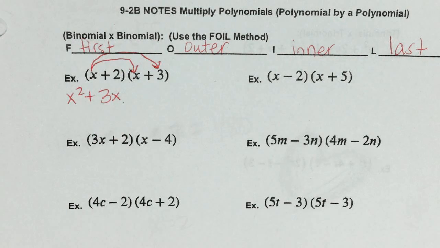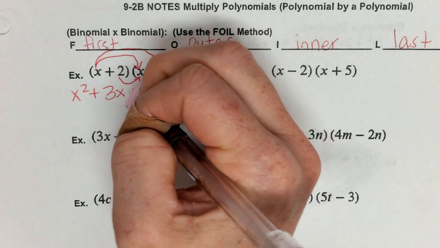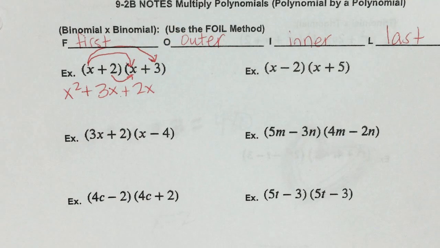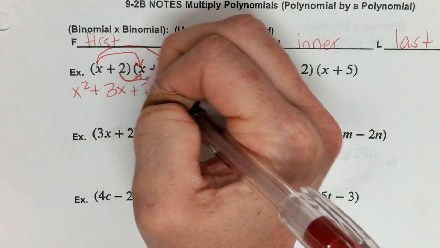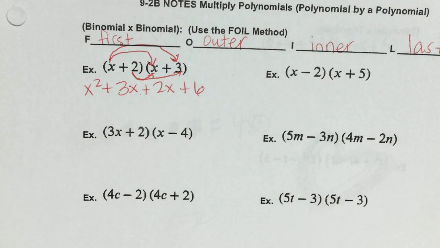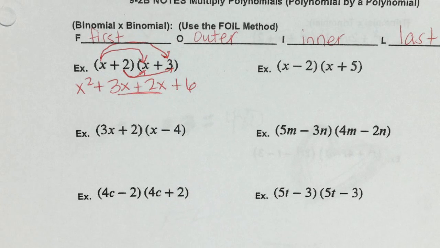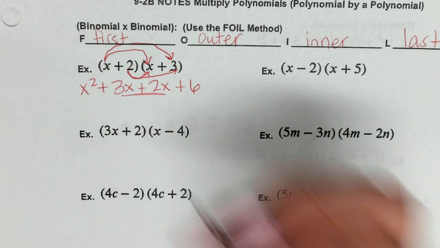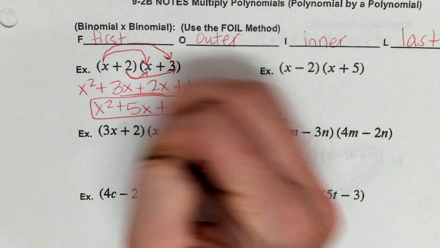That's when you go like that. Your two inside terms. So 2 times x, 2x. And last, 2 times 3. What's 2 times 3? The last step of FOIL is to combine like terms, and it's usually your two middle terms. So it's always these two. So 3x plus 2x is 5x. So I have x squared plus 5x plus 6.